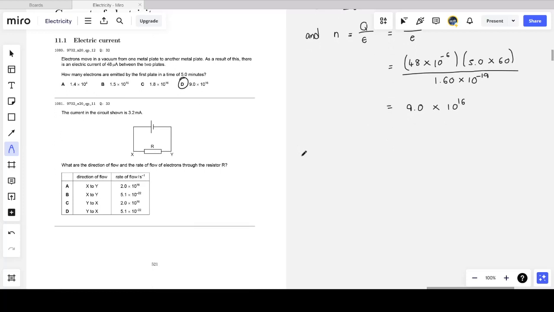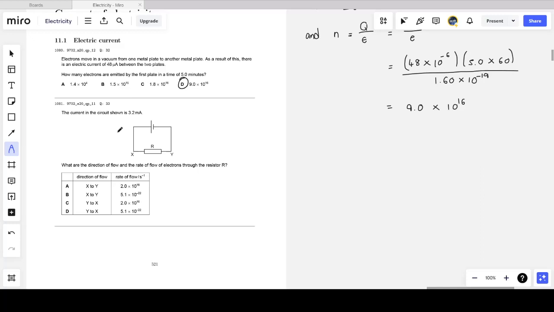Now the next question is 1081. It's on the summer 2020 exam. It's question paper 1, variant 1, and it's question 33 from the paper. We're given a simple circuit where the current shown is 3.2 milliamperes, and we want to know the direction of flow and the rate of flow of electrons through the resistor R.